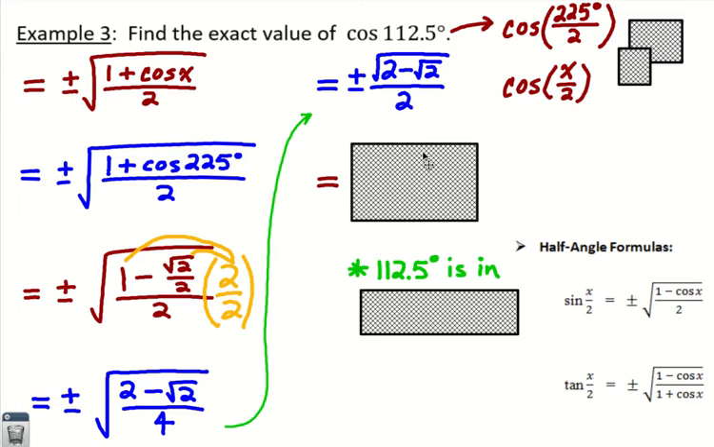Okay. Now I think I'm going to, even though we could have dealt with this much earlier, deal with the whole plus or minus thing. Which one is it? The cosine of 112.5 degrees was always going to be, what, positive or negative? Because don't forget, this is what we're doing. We're finding the exact value of the cosine of 112.5. Positive or negative, people?